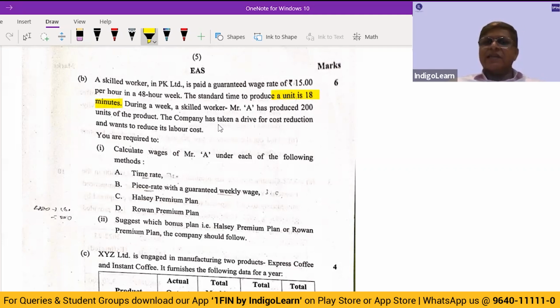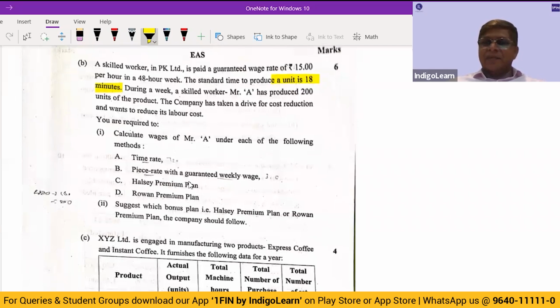Now piece rate, is it given in the question? It is not given. But what is given is it is a 48-hour week period and 18 minutes required for each unit. So you can calculate how many total minutes are required, divided by 18, you'll get the standard output in a week. So, you can calculate what is the piece rate and do the calculation.